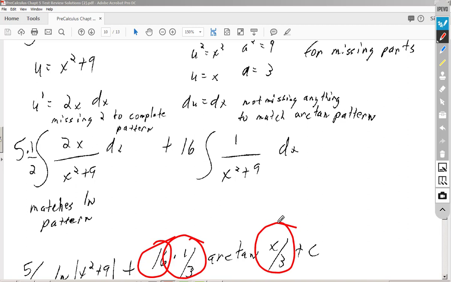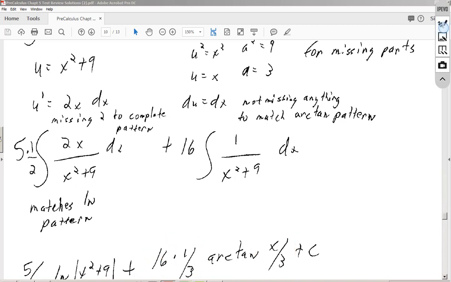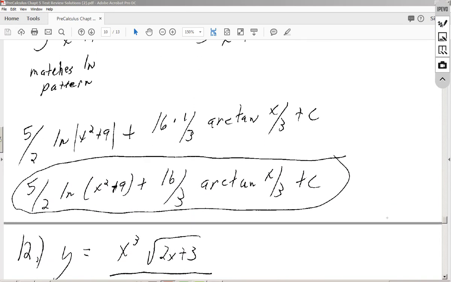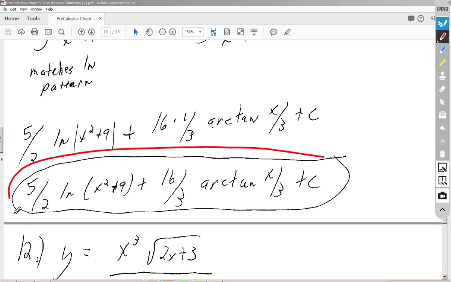So that matches up that pattern. My answer to this problem is 5/2 the ln of x squared plus 9. That first part was the ln pattern, and now the second part was the arc tangent pattern. So I have 16/3 arc tangent of x over 3 plus c.